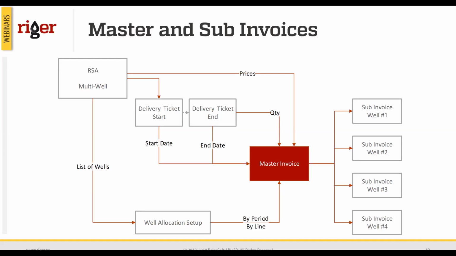So in this document workflow, you can see that the job starts with the rental service agreement. You are delivering equipment and returning equipment from a location. Then the next step is to set up allocation rules, and based on these rules we generate a master invoice, and later from the master invoice, the sub-invoices with allocated rentals and service fees.